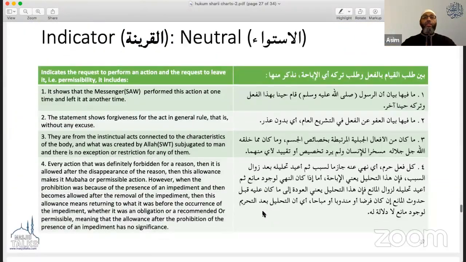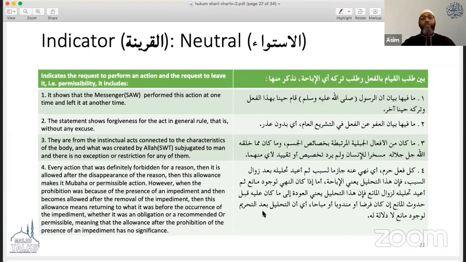Okay, then the last part, as we mentioned, there are three kinds of qara'in. The third category is called al-istiwa, meaning the indicator that indicates the request to perform an action and the request to leave the action. Meaning, since the command is there for both ways, whether you do it or you leave it, hence it is something which is permissible. So this is بين طلب القيام بالفعل وطلب تركه, meaning that it's between doing an action or leaving an action. Either way, it is allowed.